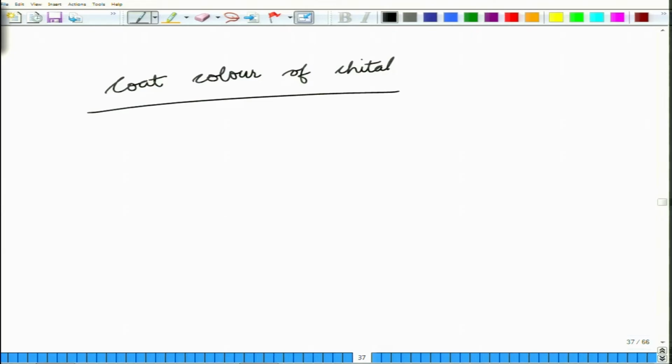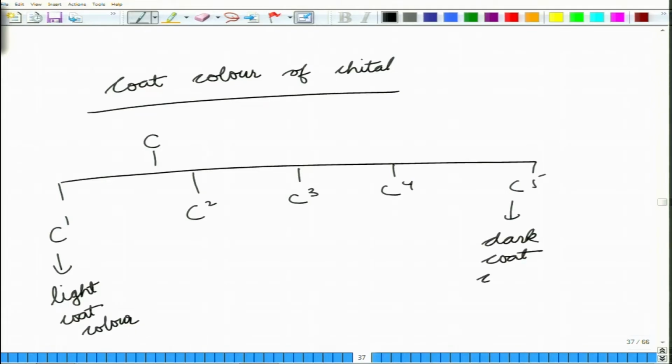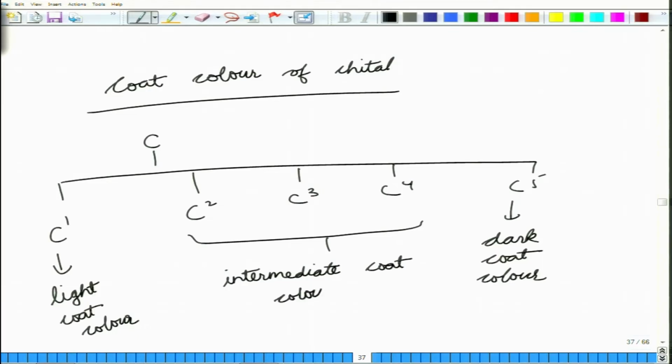So, let us say that it is coded by a gene called C. Now, this gene C might be available in a number of forms. So, we might have a C1 allele that codes for a very light coat color, and we might be having say C2, C3, C4 and C5, and C5 codes for a very dark coat color, and these three are coding for some intermediate coat colors. Now, any particular individual of cheetal in this population will be having two alleles for the same gene C. So, basically it will be having two C's, one is coming from its father and the second one is coming from its mother.